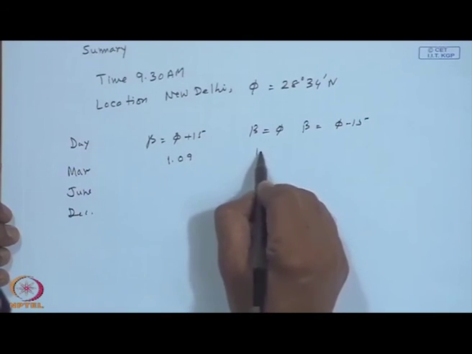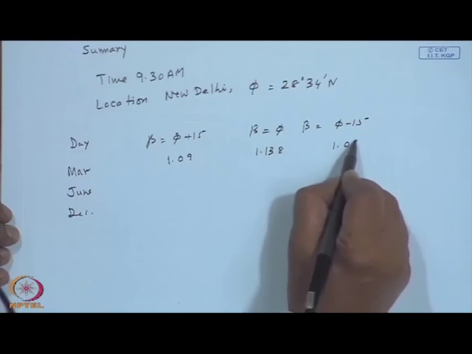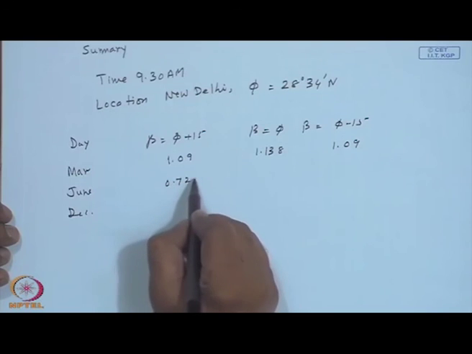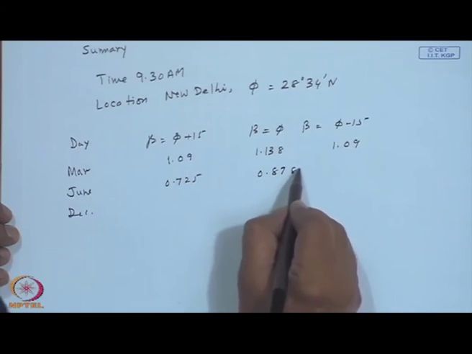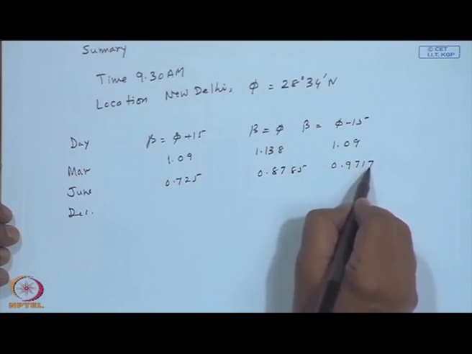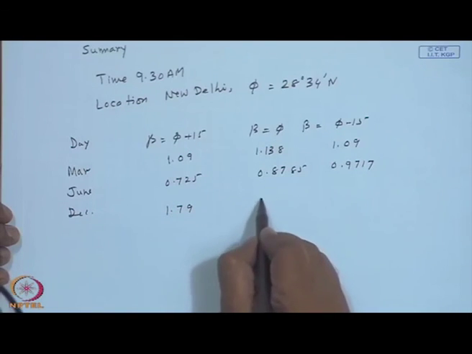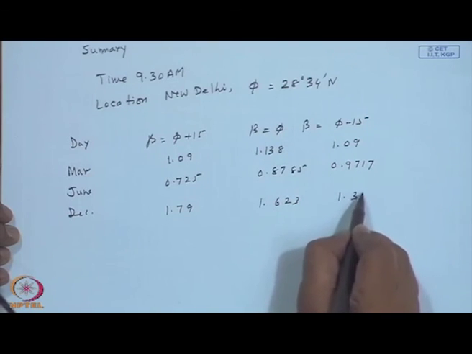1.09, 1.138, 1.09 and this is 0.725, 0.8785, 0.9717, 1.6, 1.79, 1.623 and 1.34.